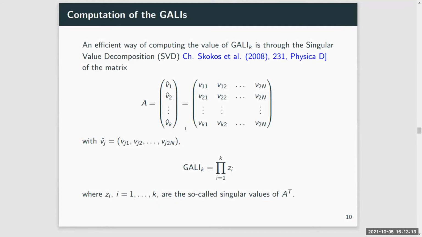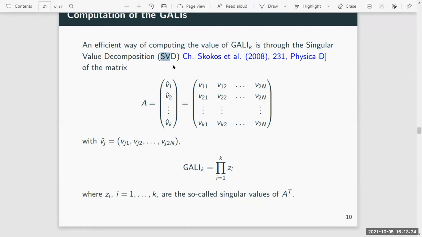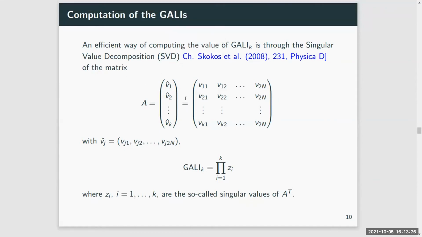Okay, so how are we computing this GALI? An efficient way of computing the value of GALIs is through the singular value decomposition technique. We take the singular value decomposition of this matrix, which has as columns the coordinates of the k unit deviation vectors. In particular, GALI_k is the product of the k so-called singular values of the transpose of A, obtained through the singular value decomposition procedure.